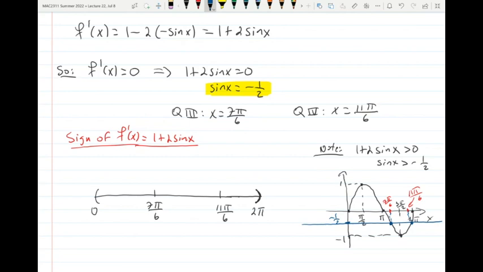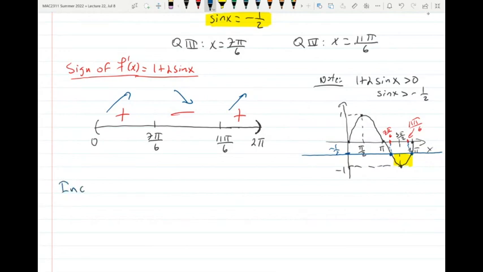Now you can see that from 0 to 7 pi over 6, the sine function is above negative a half, so you get a plus. Between 7 pi over 6 and 11 pi over 6, the sine function is below, so the derivative is negative. From 11 pi over 6 to 2 pi, that's the tiny little piece over there, the sine function is again above the line, so it's positive again. So it's increasing, decreasing, and then increasing again.